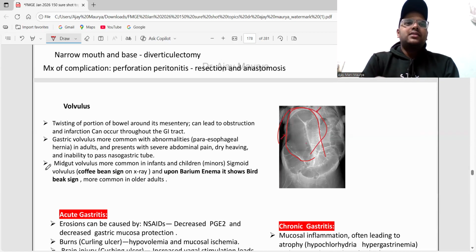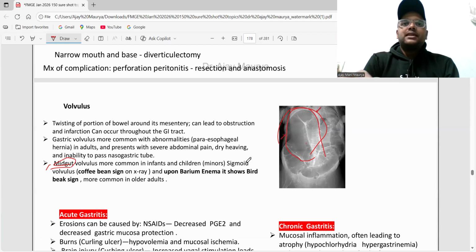Okay, this is midgut volvulus. Midgut volvulus is more common in infants and children, but sigmoid volvulus is more common in adults. You don't have to remember the midgut one. Remember the sigmoid.